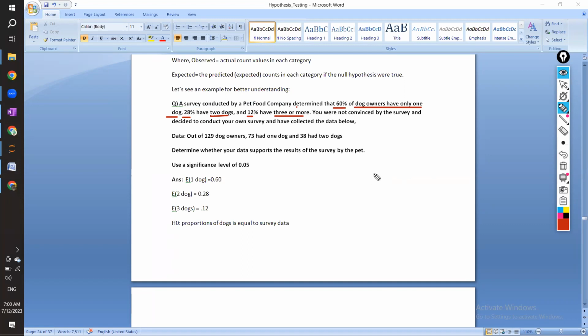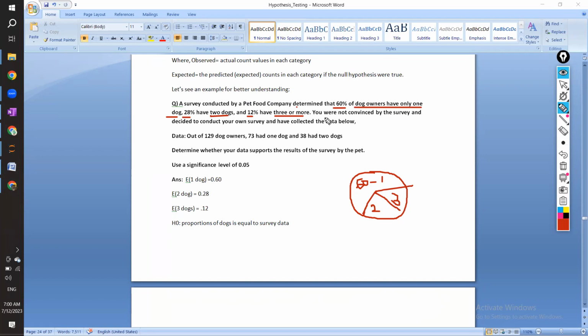Okay, so out of 100 percent of the dog owners, he's saying 60% have only one dog, 28% of them have only two dogs, and 12% have three dogs or more, greater than three dogs. Okay, so this is the distribution that the pet food company has provided.